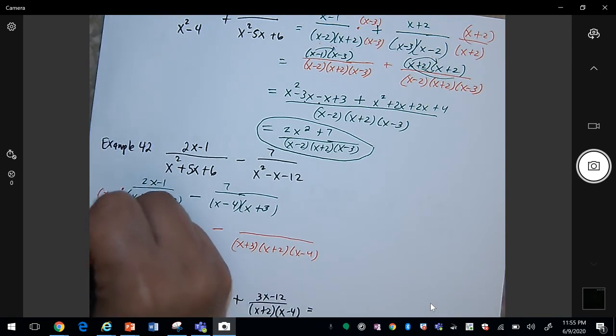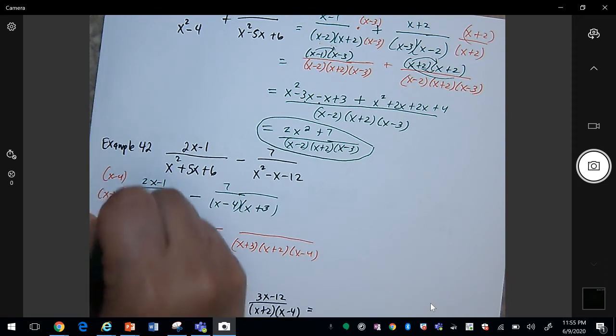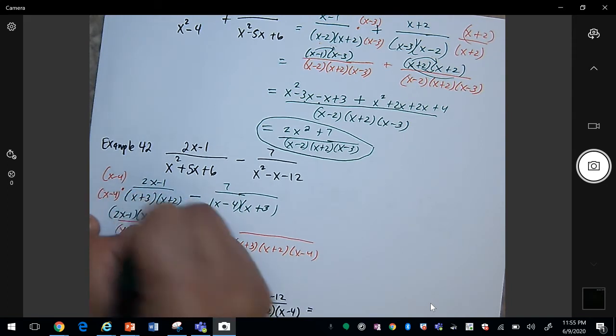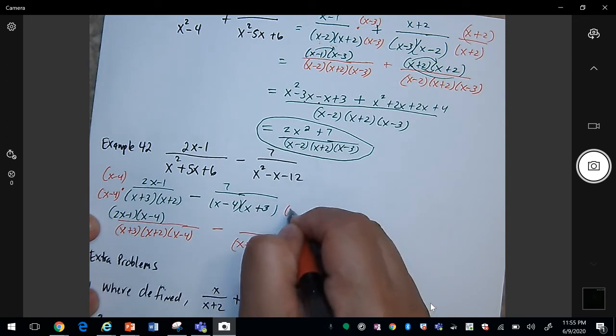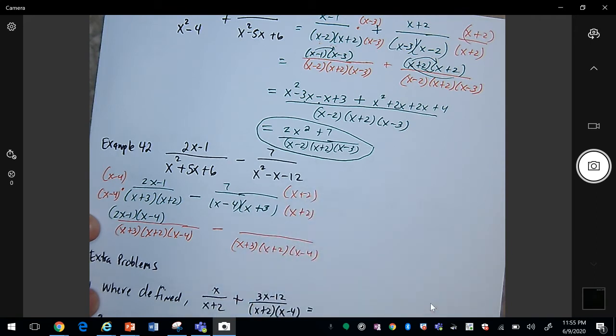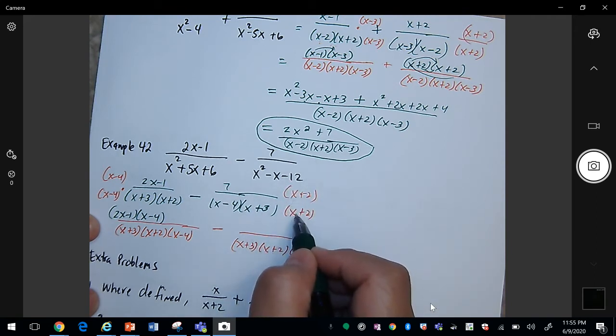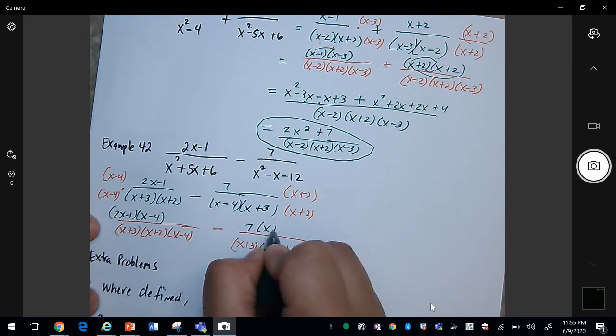So we can multiply x minus 4 on the numerator and denominator. So we end up with 2x minus 1 times x minus 4. And on this side, we're missing the x plus 2. So we multiply the numerator and denominator by x plus 2. So we end up with 7 times x plus 2.